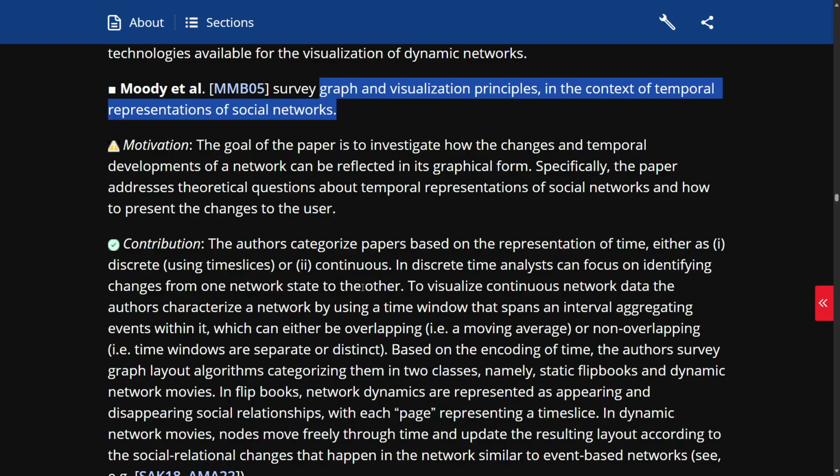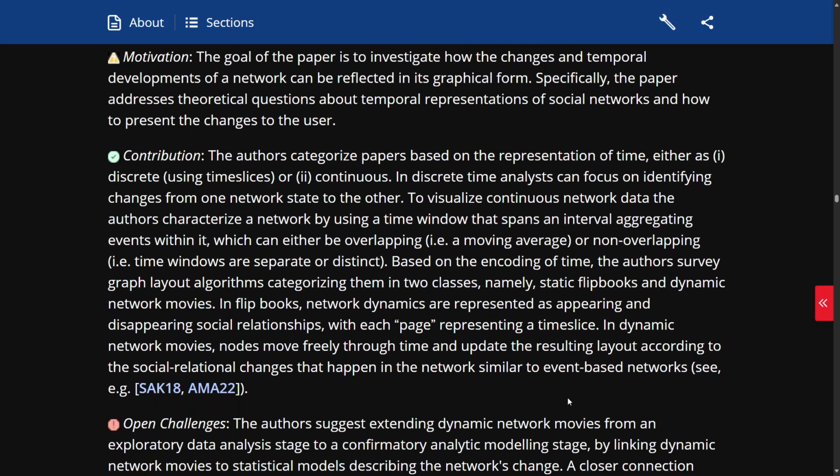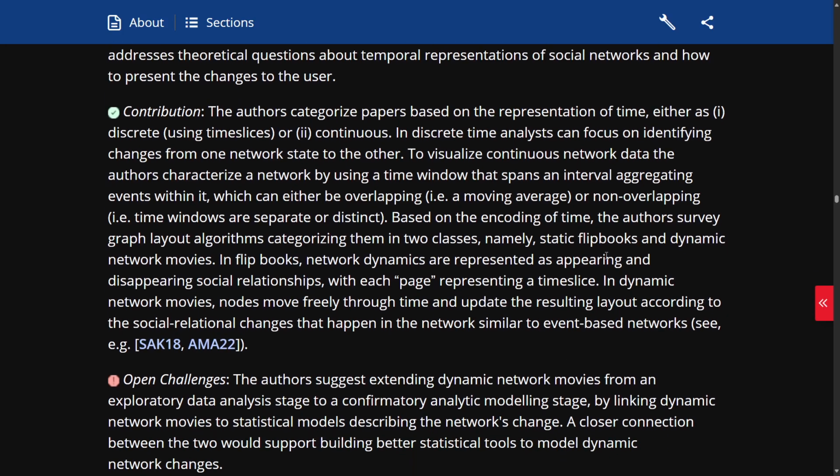Based on the encoding of time, the authors survey graph layout algorithms categorizing them in 2 classes, namely, static flipbooks and dynamic network movies. In flipbooks, network dynamics are represented as appearing and disappearing social relationships, with each page representing a time slice. In dynamic network movies, nodes move freely through time and update the resulting layout according to the social relational changes that happen in the network, similar to event-based networks. See, for example, [SAC18, AMA22].